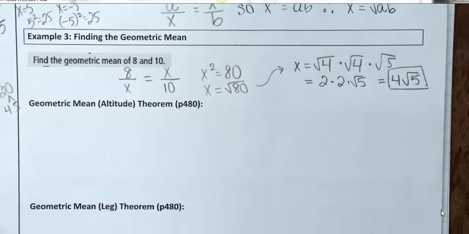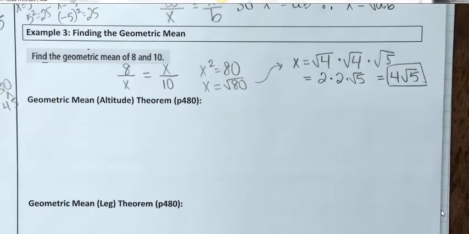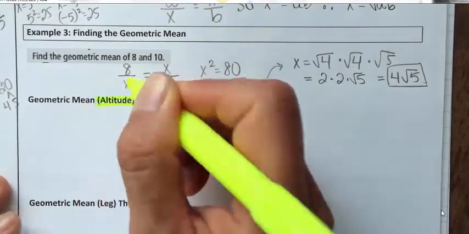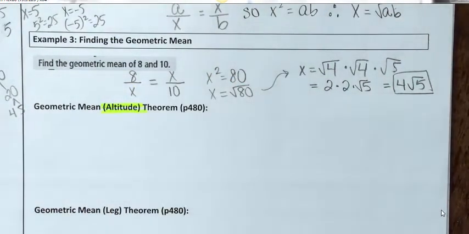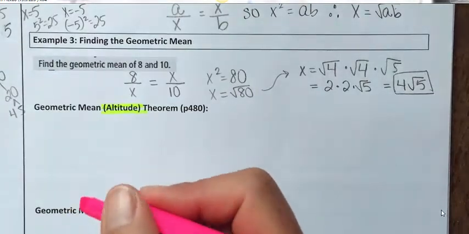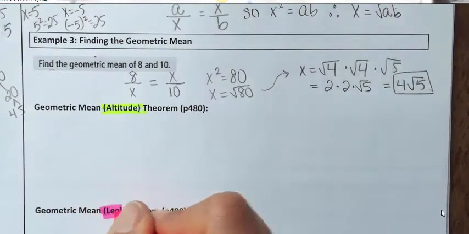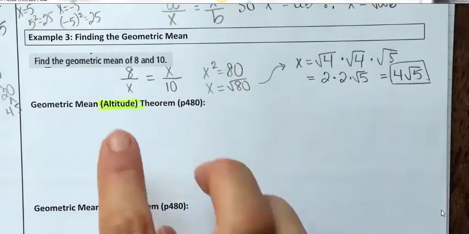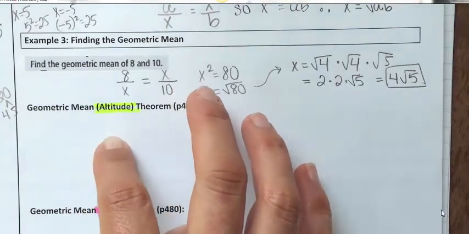Okay, so now we're going to go with the geometric mean altitude theorem and the geometric mean leg theorem. So they're different. One has to do with the leg and one has to do with the altitude. So I'm going to highlight those ones. So this is my altitude one. And this will be my leg one. Okay, so I'll write them down and then I'll do one at a time, but I'll write this one down and then I'll draw a picture and try and explain to you what I'm talking about.